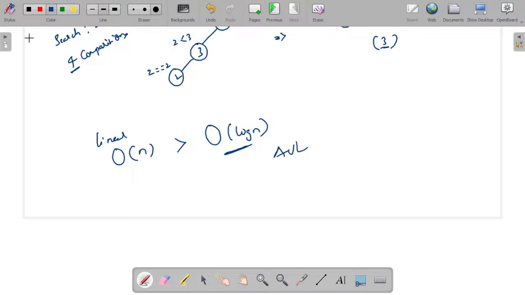Hope so. Are there any other questions, or shall we continue with solving the problem in the AVL tree?